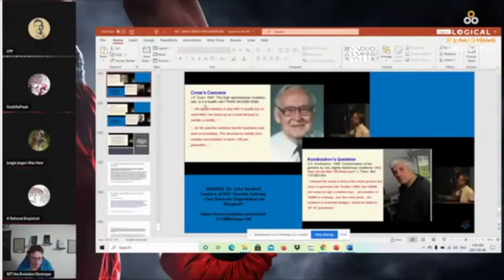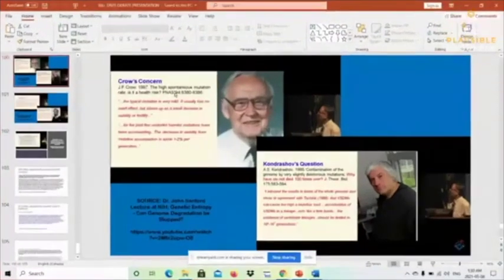Okay. And actually, I want to point this out here. So John's back. So this is good, Crow's concern. The high spontaneous mutation rate, is it a health risk? The typical mutation is very mild. It's exactly what we're saying. It usually has no overt effect, but shows up as a small decrease in viability or fertility. For the past few centuries, harmful mutations have been accumulating. The decrease in viability from mutation accumulation is some 1 to 2% per generation.